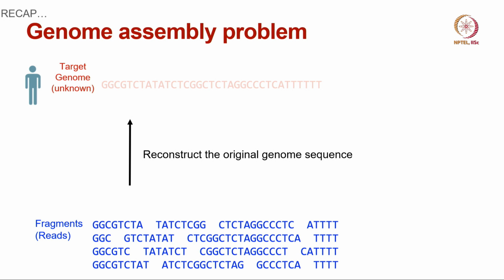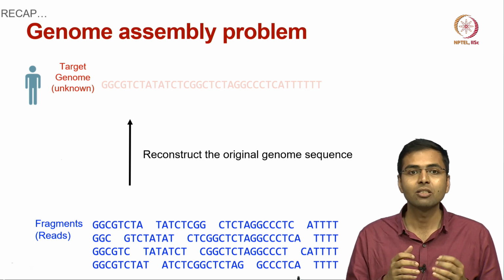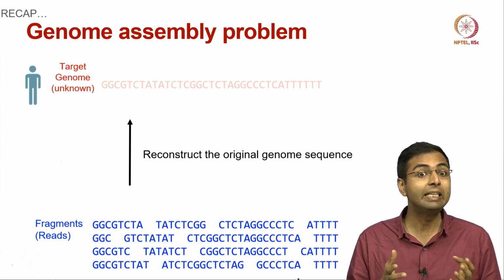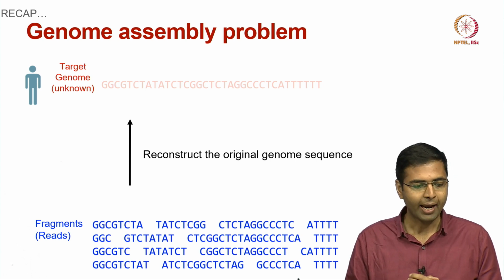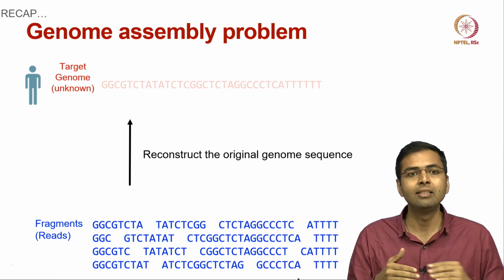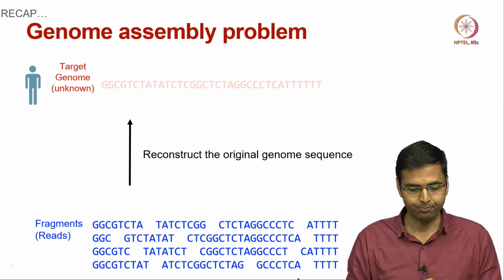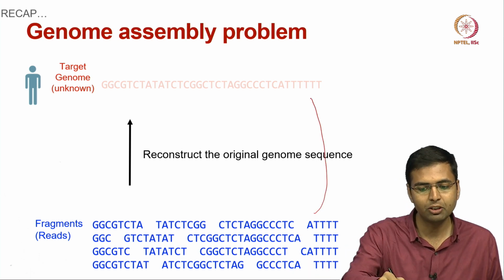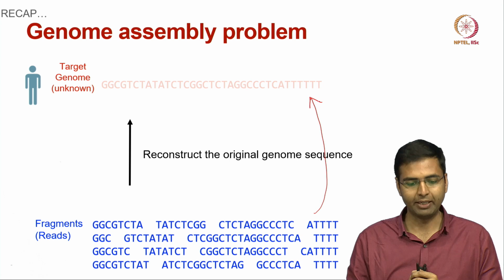So in the last lecture I defined the genome assembly problem, that is, you are given a large number of fragments or reads from the genome, and the goal is to reconstruct the original sequence back from where these fragments are derived from. So the genome assembly problem is to reconstruct the original genome sequence back from these fragments.